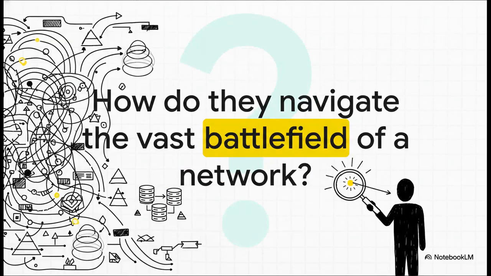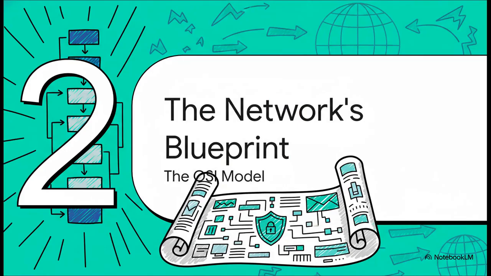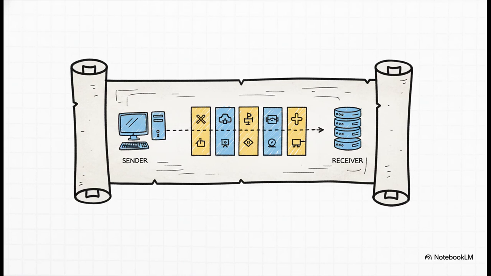Okay, so that's the real question, right? A modern network is mind-bogglingly complex. You've got billions of bits of data flying around every single second. How in the world does one analyst sift through all that noise to find that one tiny signal that screams attack? The answer, believe it or not, is actually pretty elegant. They don't just stare into the digital abyss and hope for the best. Nope, they use a blueprint, a structured map that gives them a logical way to look at every single piece of communication. And that map, that universal blueprint, is the OSI model.